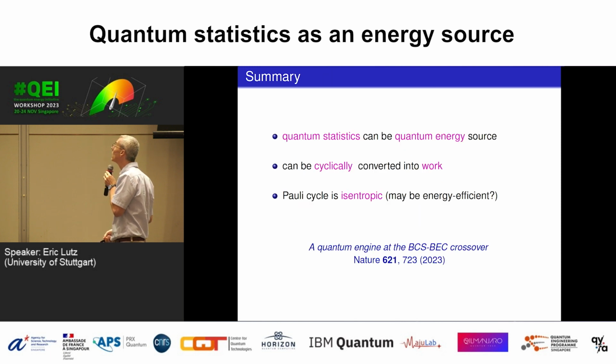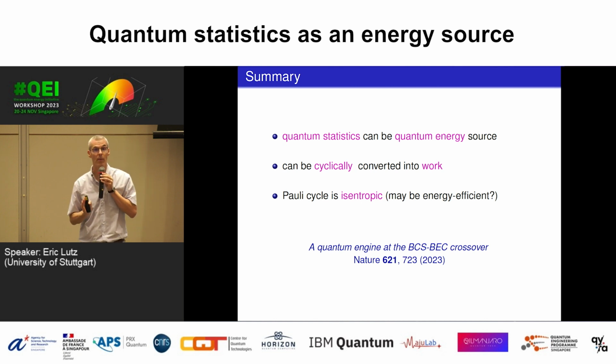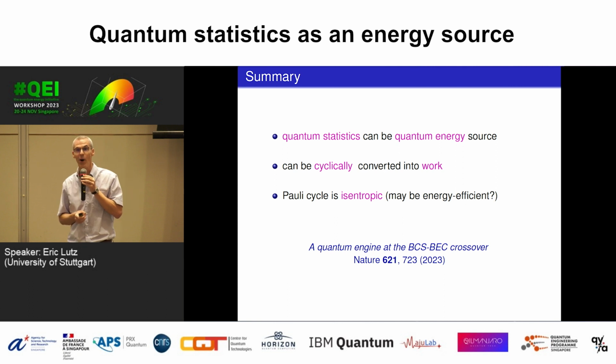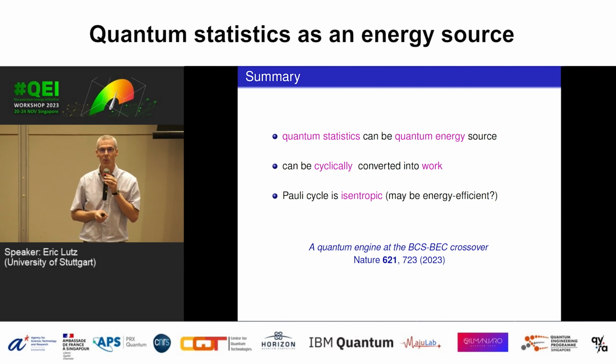And let me conclude already. So I told you many things, but actually only 3 points I would like you to remember. The first one is you can actually use quantum statistics as a purely, or generally, quantum source of energy. It can be harnessed cyclically, converted into work. This is the nice example of this Pauli engine. And all the steps are in principle isentropic. And this might lead to engines that are actually more energy efficient than the ones we have currently.